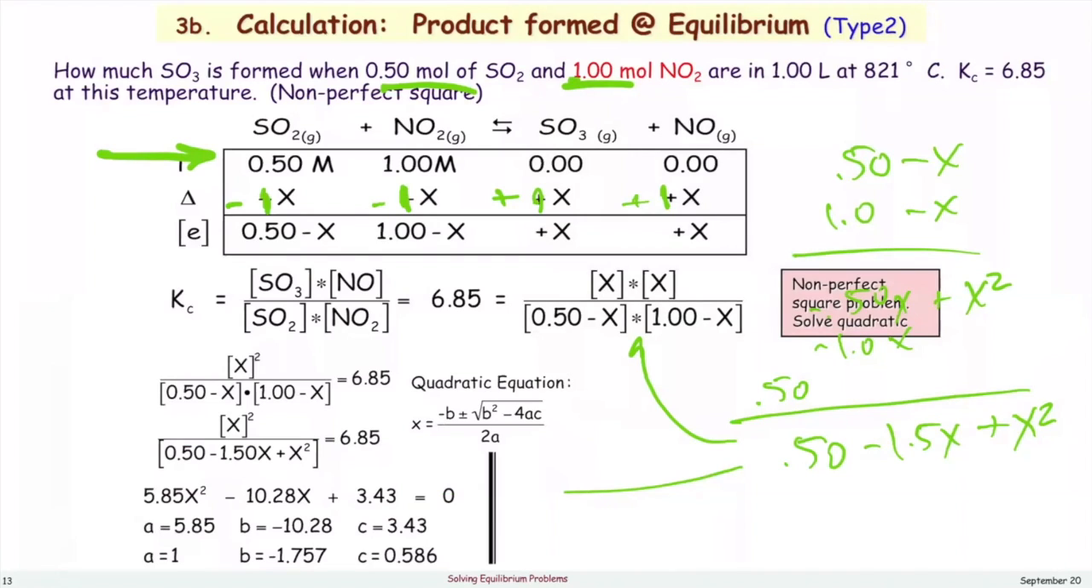When we put it all on one side and then collect the terms, we get 5.85x squared minus 10.28x plus 3.43 equals 0. It always has to equal 0. You have to have it in this form, ax squared plus bx plus c equals 0. Why? Because then we can use 5.85, negative 10.28, and 3.43, and put that in our quadratic app.